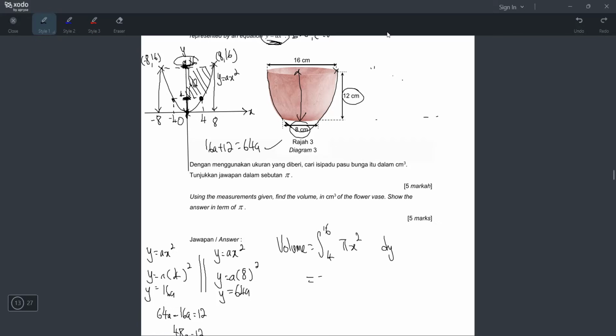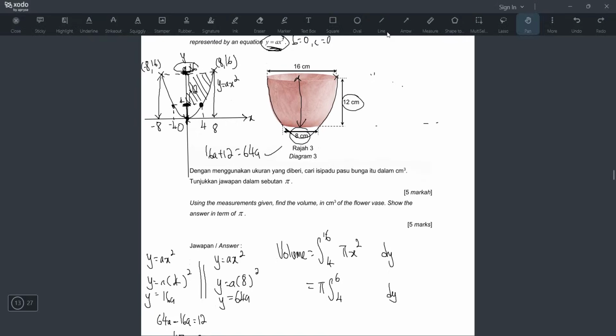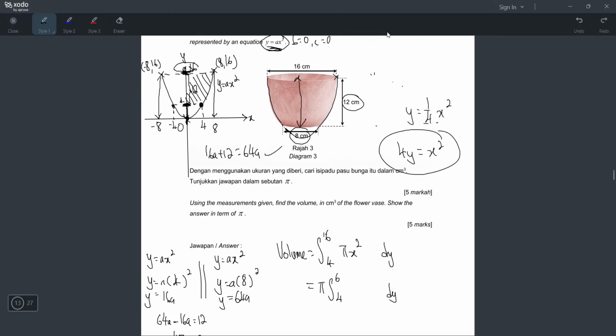Okay, what we can do with the pi is put it in front, and then here will be 16 and 4, and here left with x squared. And x squared, we will refer to the equation. The a we already know is 1 over 4. So y equals 1 over 4 x squared, so x squared equals 4y. So this is the one I write here. Understand? Because when you take out the pi, left with x squared, so x squared is 4y. And you don't have to square it again. If you square, then it's wrong, right? Because it's already x squared. So this is what you do.